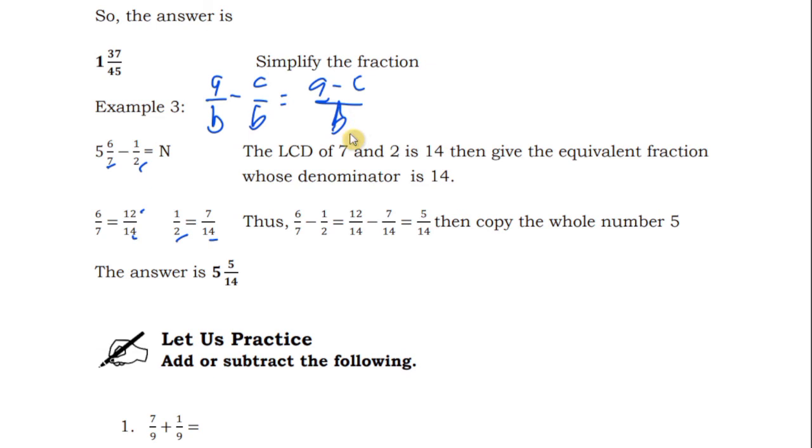So let's recap. We have now 12 over 14 minus 7 over 14, and that is 5 over 14. Then as the result, since we have 5 here as our numerator, 5 minus 0, because in the minuend part we don't have a whole number here, so the answer to that one is 0. So 5 minus 0 is 5. That is why the result that we have now is 5 and 5 over 14.